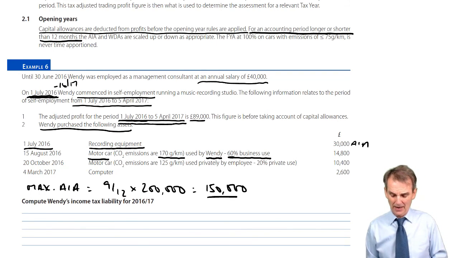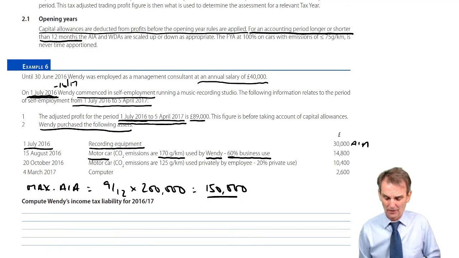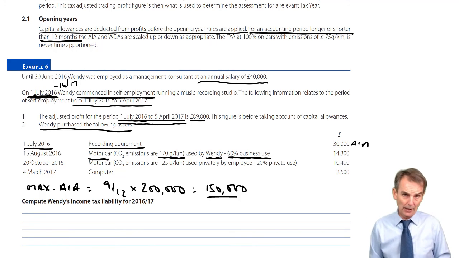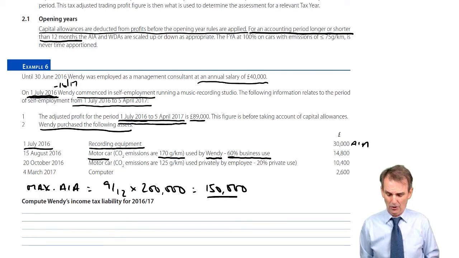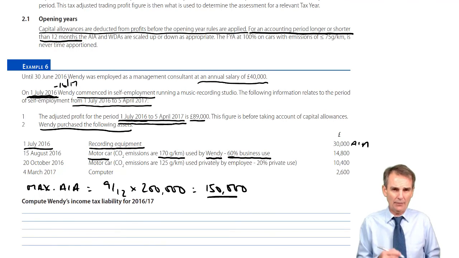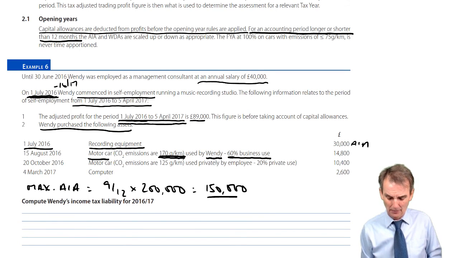Which would it be? Now, of course, given that this car has got private use by the proprietor, it doesn't go to either pool, it's in its own separate column, and whatever writing down allowance we compute, we will restrict to be able to claim only 60% of that. But at 170 grams per kilometre, you should know that we'll be talking about a writing down allowance being available, and it will be available at only 8%, there, the lower level.